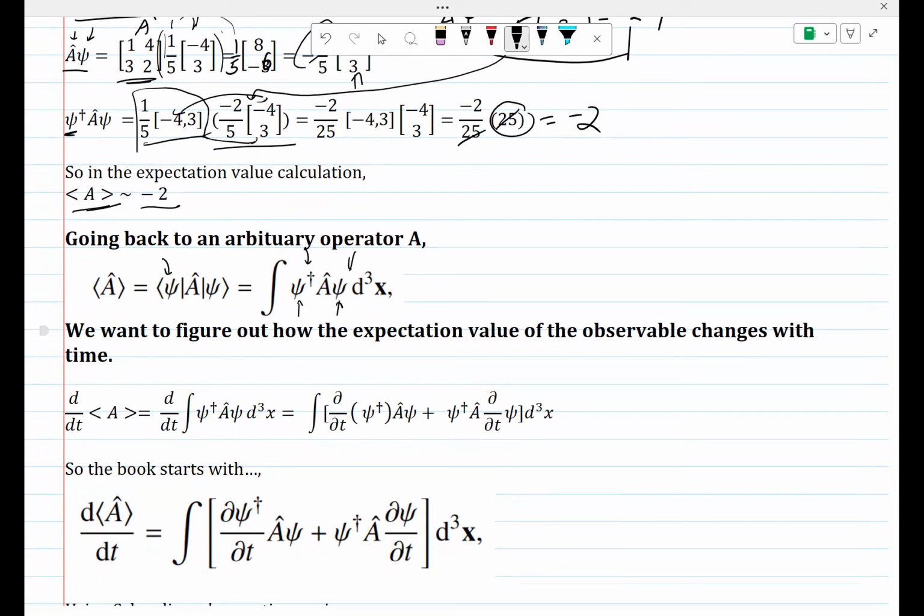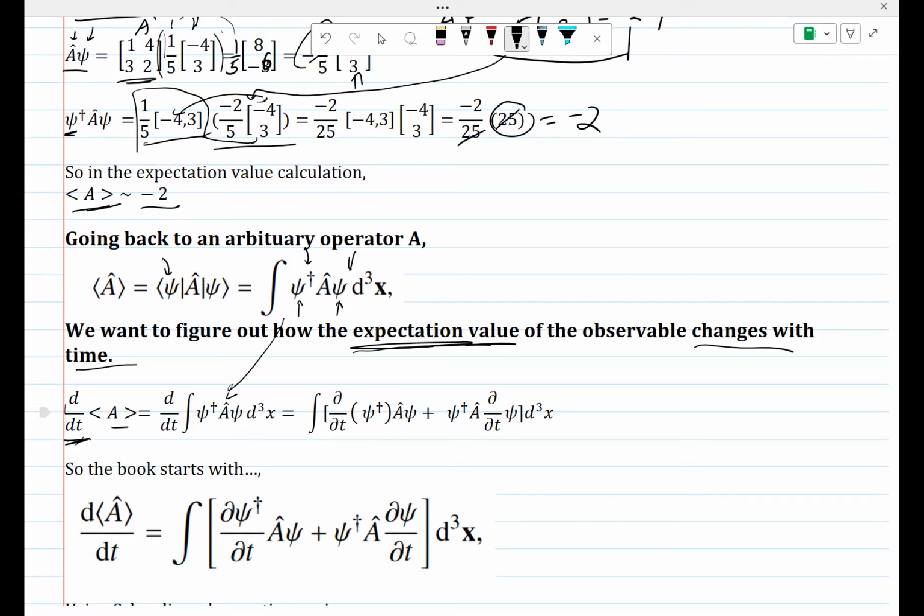The thing I was trying to derive yesterday is, how does this expectation value change with time? When you want to figure out whether or not something changed with time, you take a time derivative of it. If that time derivative is 0, that means it's a constant with time. But if it's not, then you figure out how fast it's changing with time. So we take a time derivative of the expectation value of A. I'm just going to write the integral form of it so we can deal with the actual wave function.